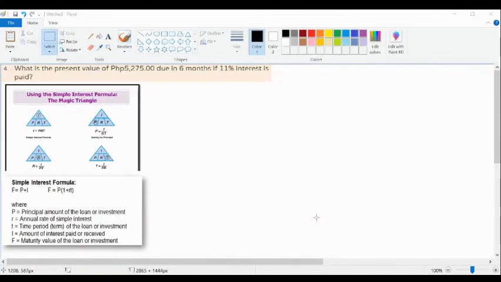What is the present value of 5,275 pesos due in 6 months if 11% interest is paid? For this question, we're looking for the principal amount or the present value. So the given will be your maturity value of 5,275 pesos. Next, we have the time period, that is 6 months. Convert this into years, that will be equal to 0.50 years.